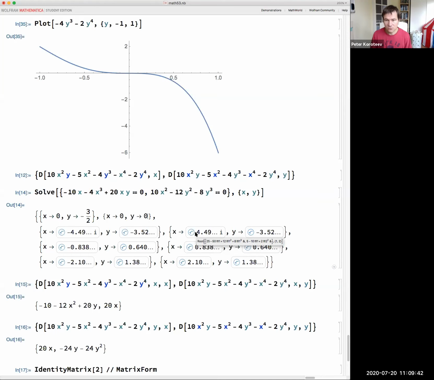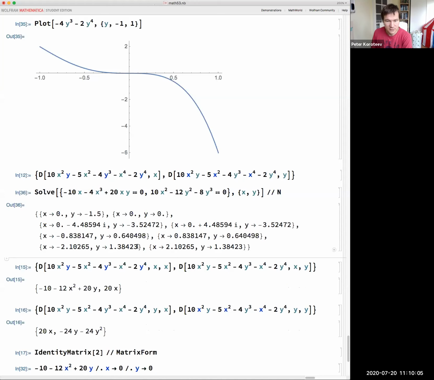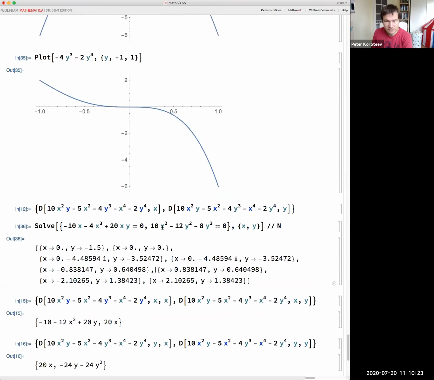Okay, now what are these guys? They're imaginary. This has imaginary roots, and so one solution is imaginary, so we should not consider this. But we need to treat the other one. So let's try to solve it numerically. This line we can forget because it's an imaginary solution. But then there are this couple of points, plus and minus 0.838 for x, and then y is 0.64.